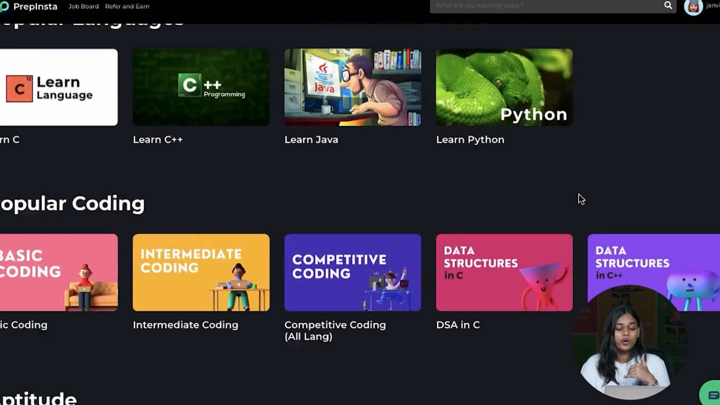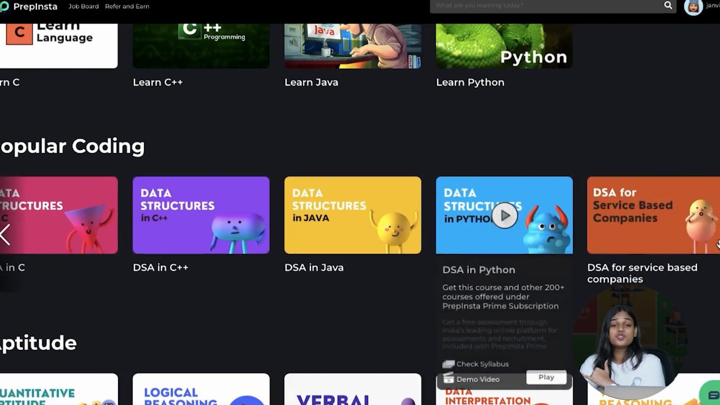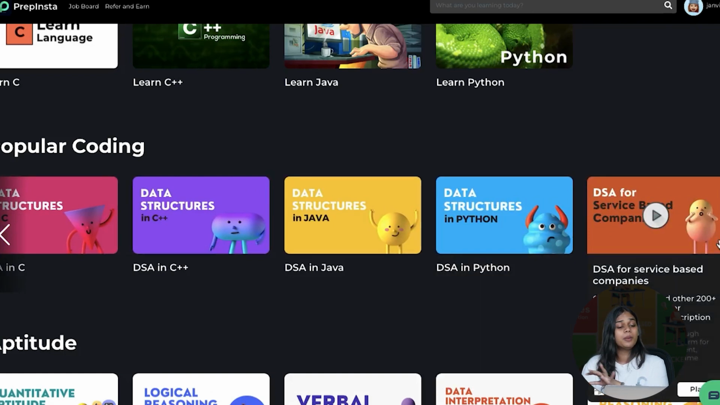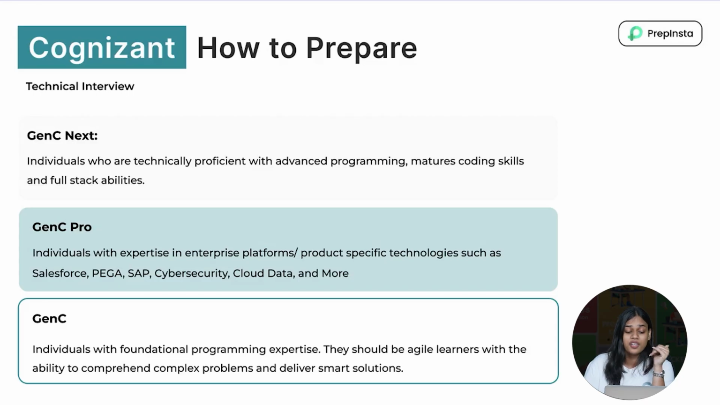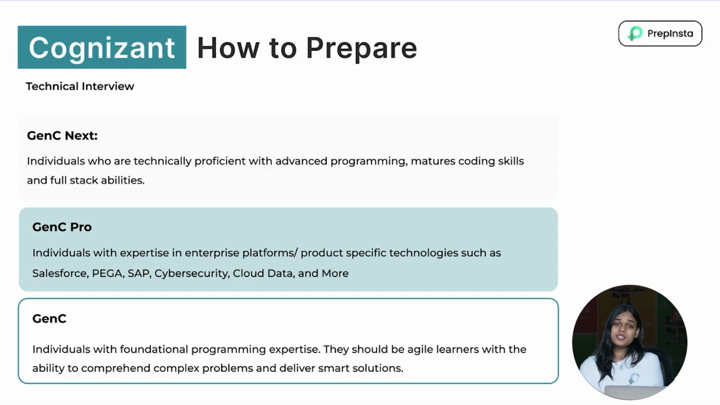And then moving forward, you have competitive coding for the advanced programming skills plus DSA in whichever programming language you prefer, right? So you can brush yourself up completely to get the advanced programming skills. This is how you can be placed in the Gen Z Next profile. All right, I hope that is clear to you. What kind of preparation would you need in conjunction with Prep Insta Prime so that you can get placed in Cognizant, right?